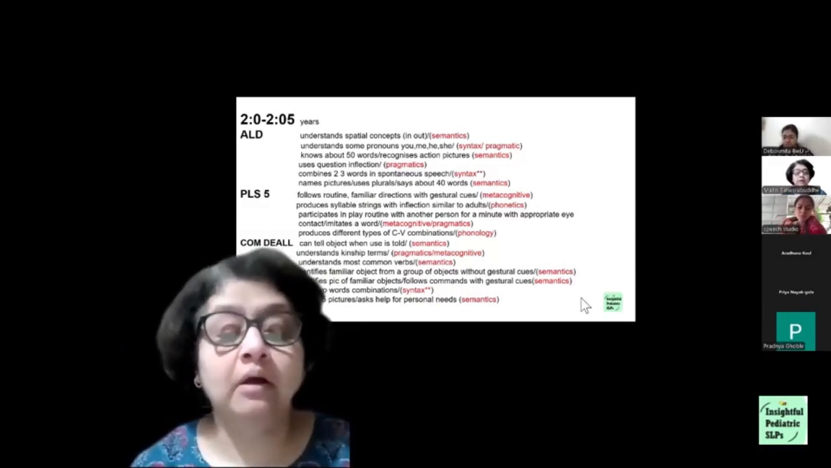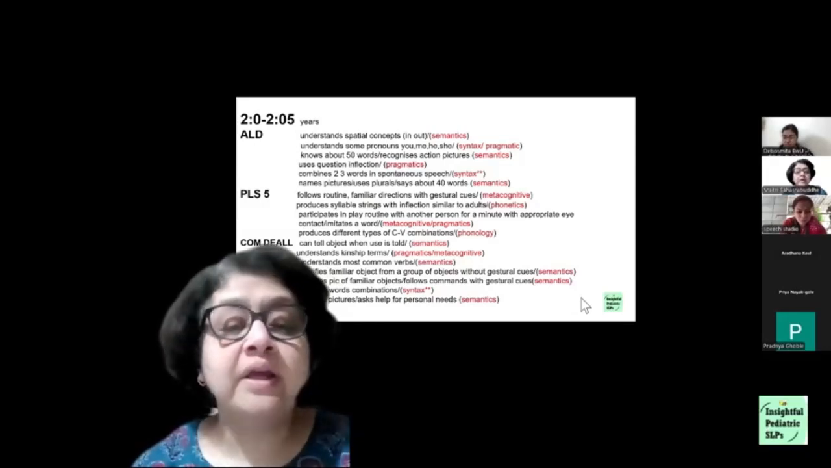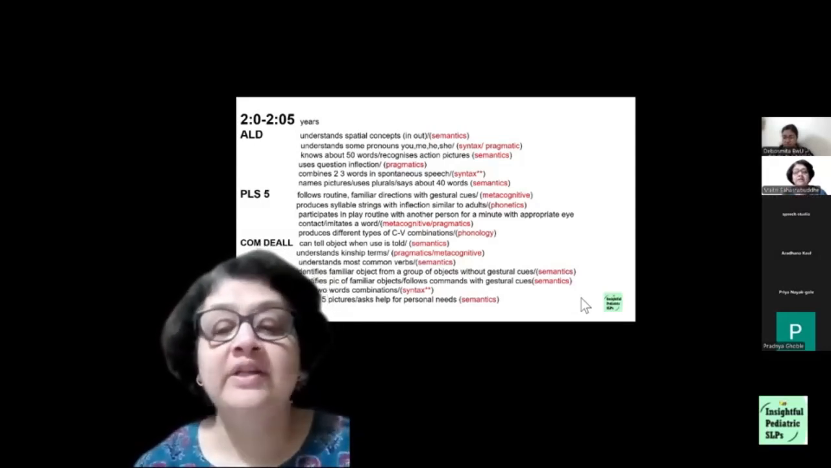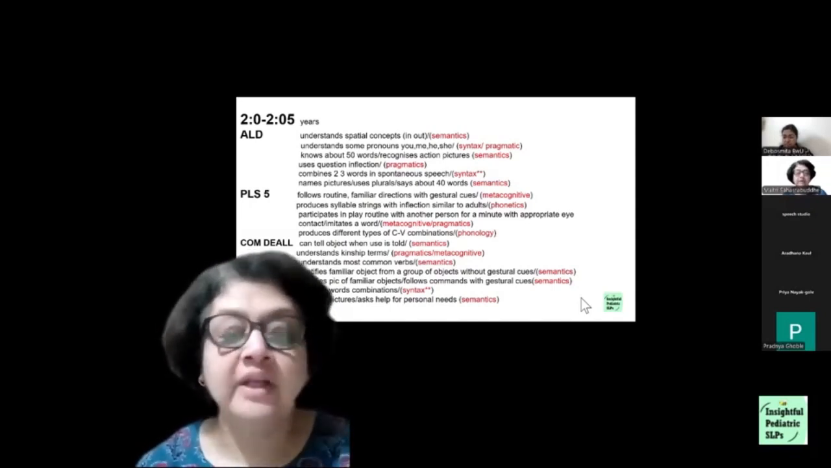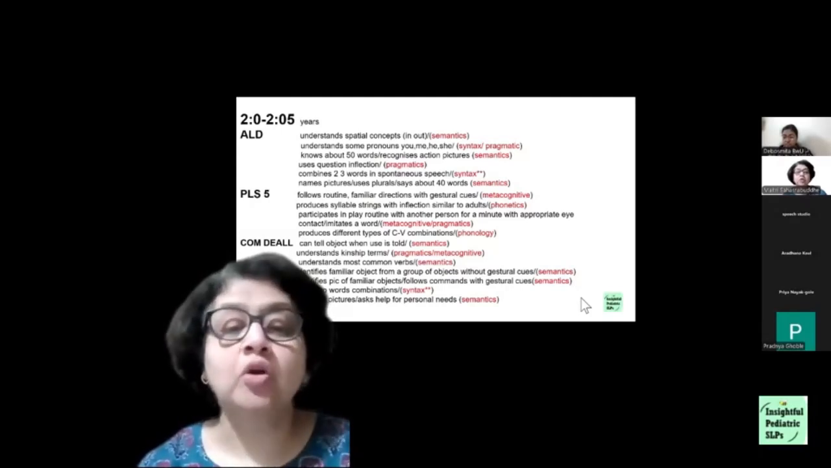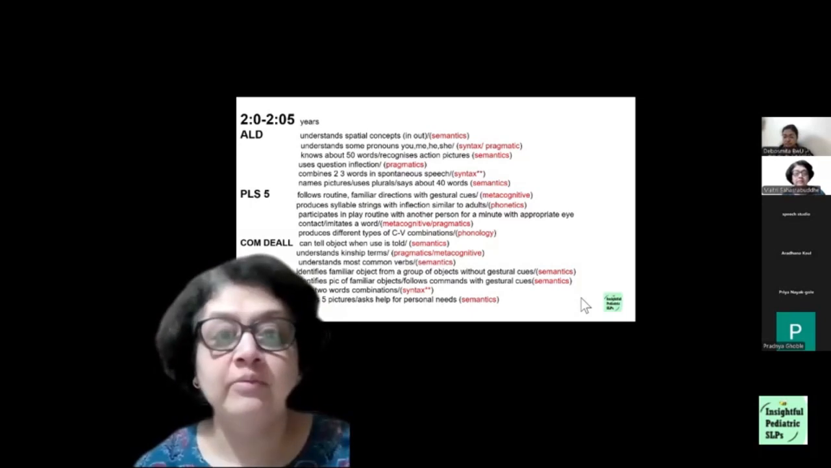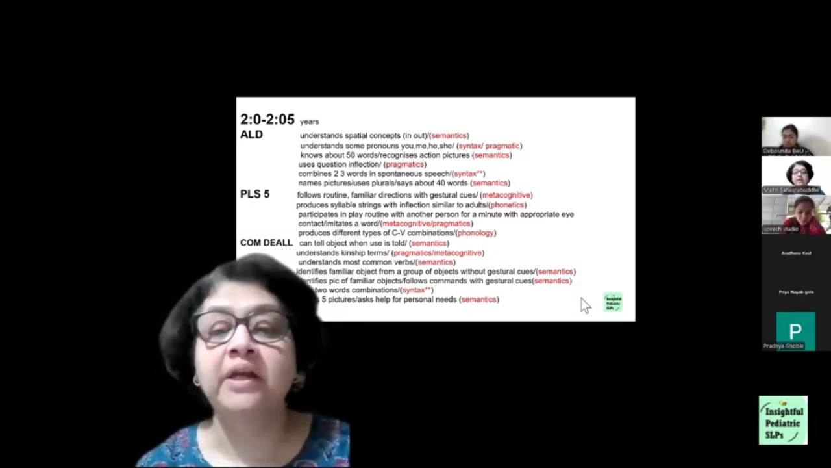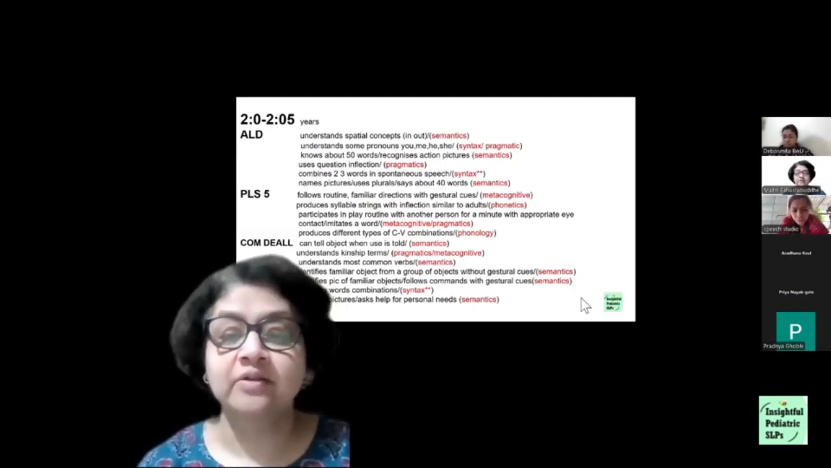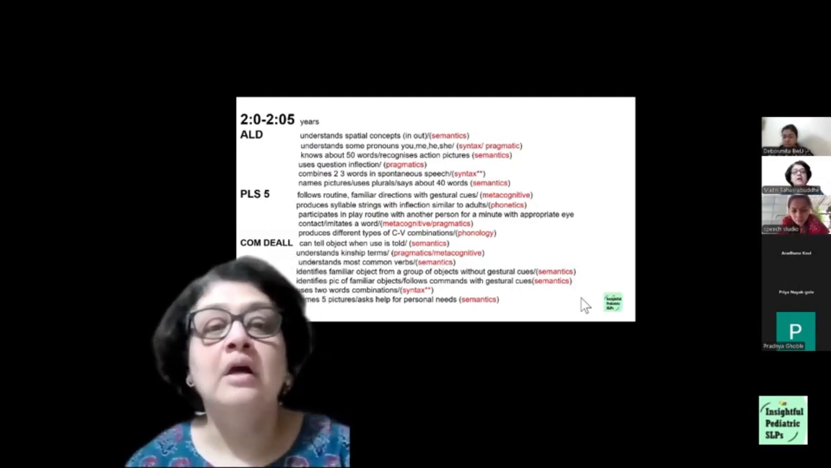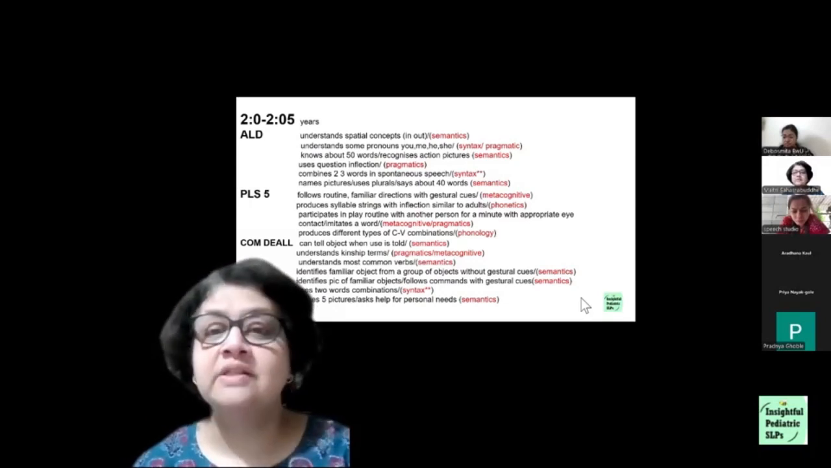If I say in English, the boy eats chocolates, but if I just say chocolates, boy eat, I'm still combining 2 to 3 words to make a sentence, and I'm not just saying chocolate, chocolate, boy, boy. So I still pass the criteria that I'm using 2 to 3 words to combine in a sentence, though it is not a syntactically correct sentence. But I pass the criteria. Names pictures, uses plural, says about 40 words, again goes into the semantic category.